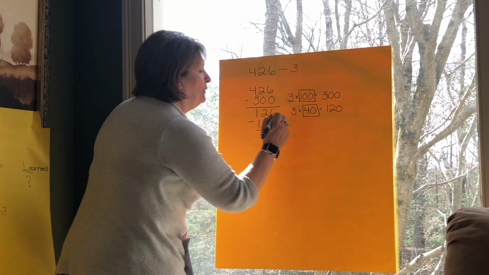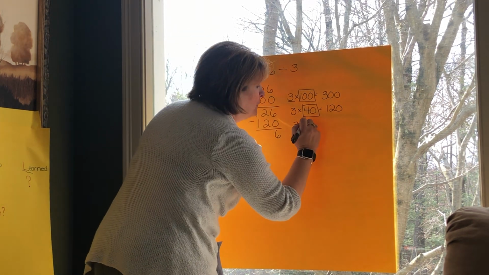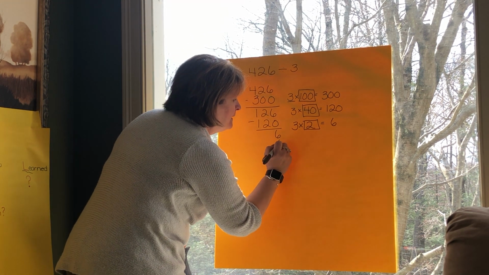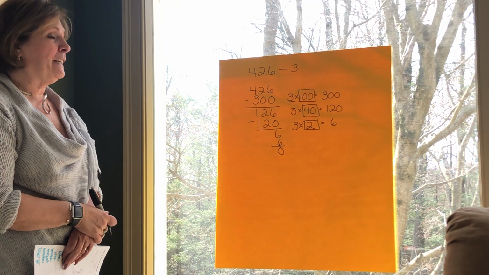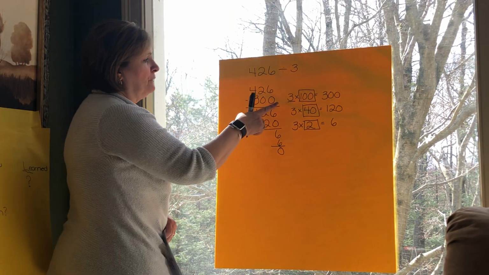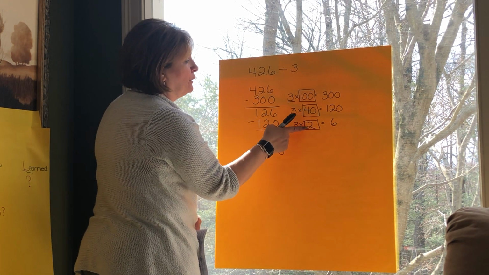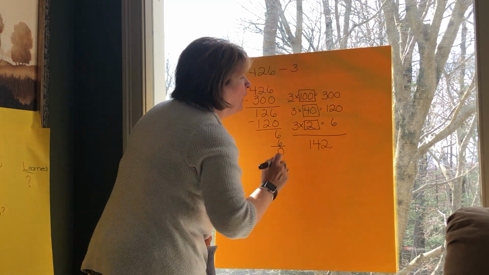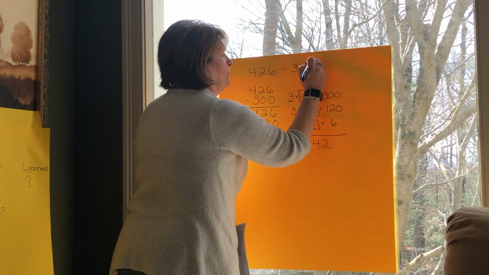Well, I know that if I take 2 groups out, I'm going to get 6, and I have found equal groups of 3. How many equal groups of 3? 100, then I took 40, then I took 2, and so my answer is 142.